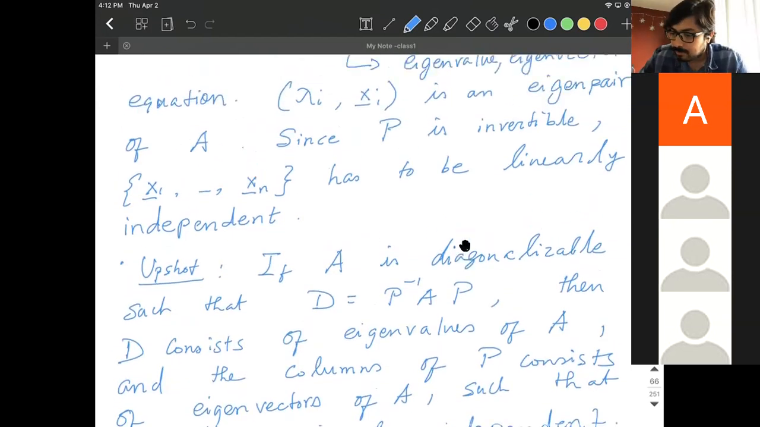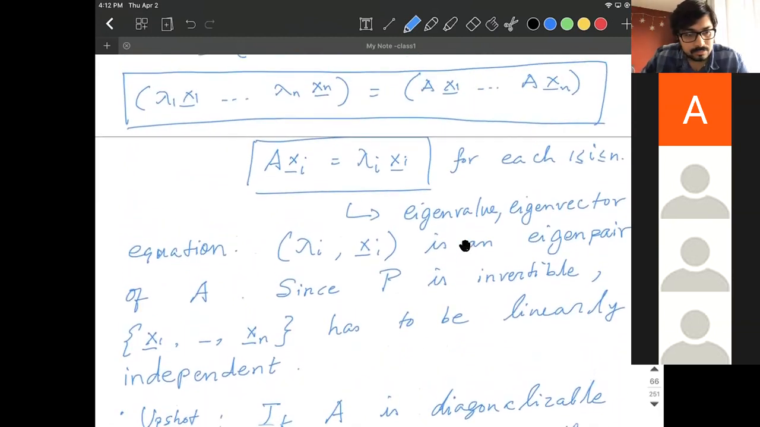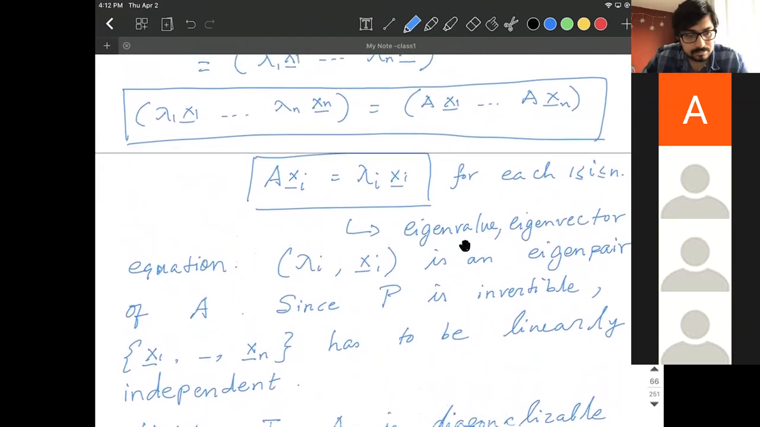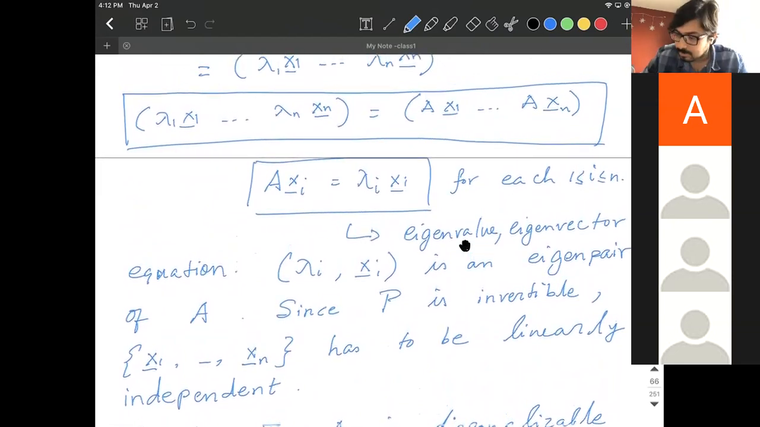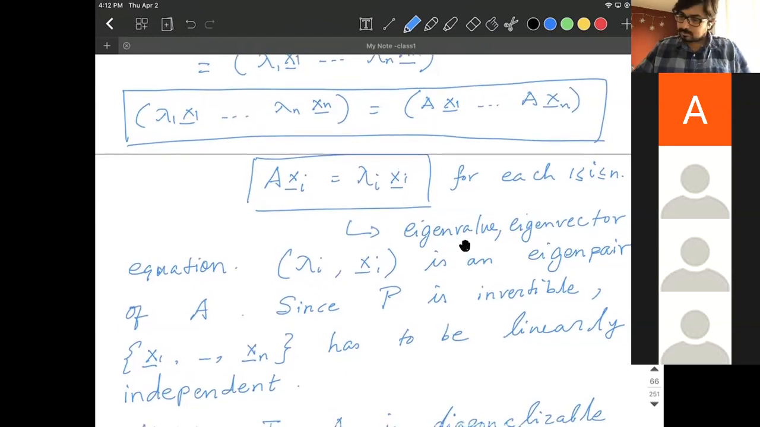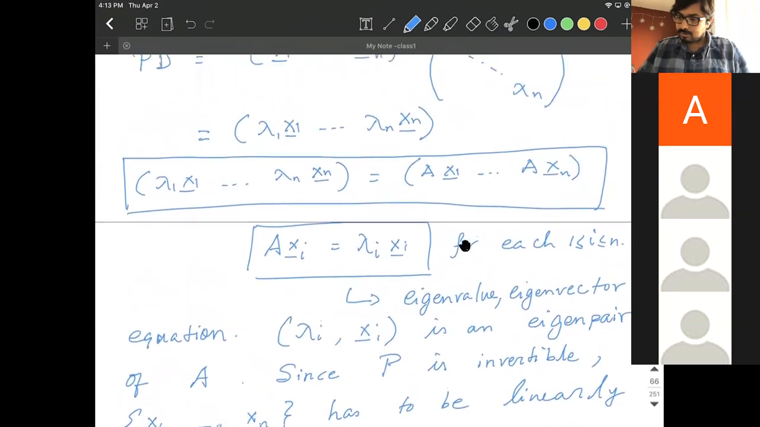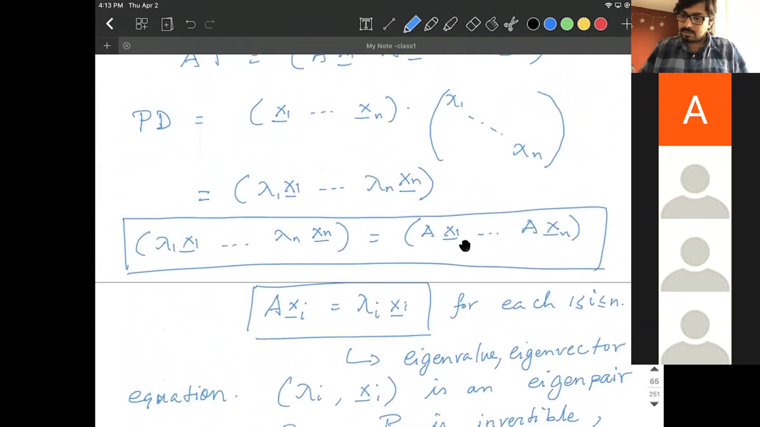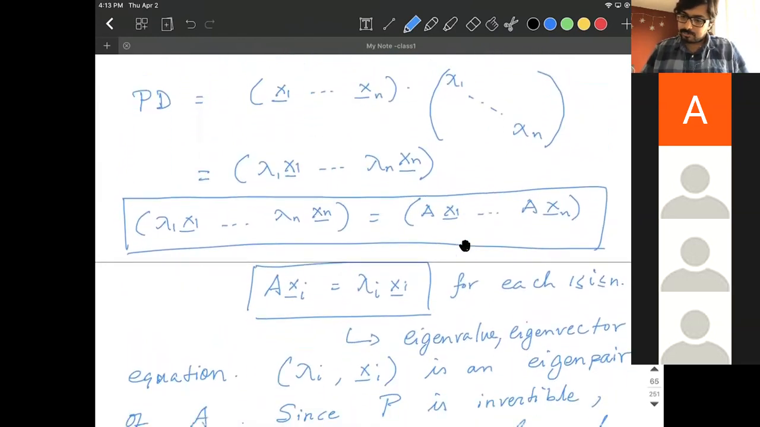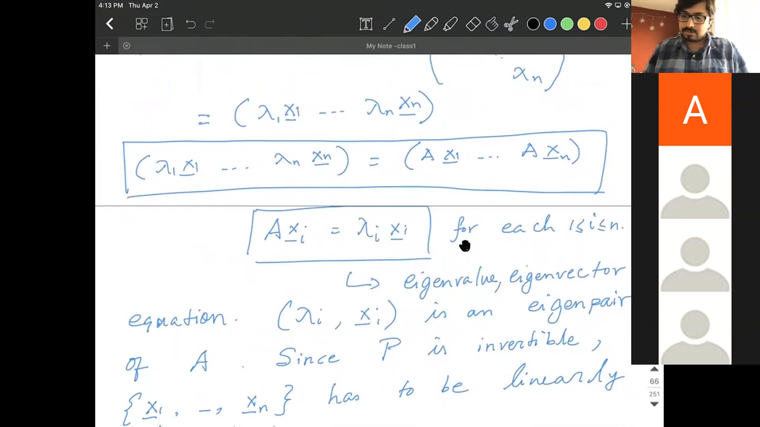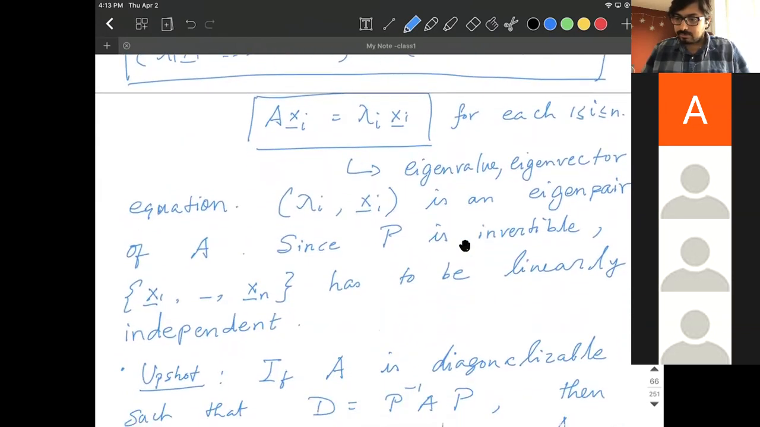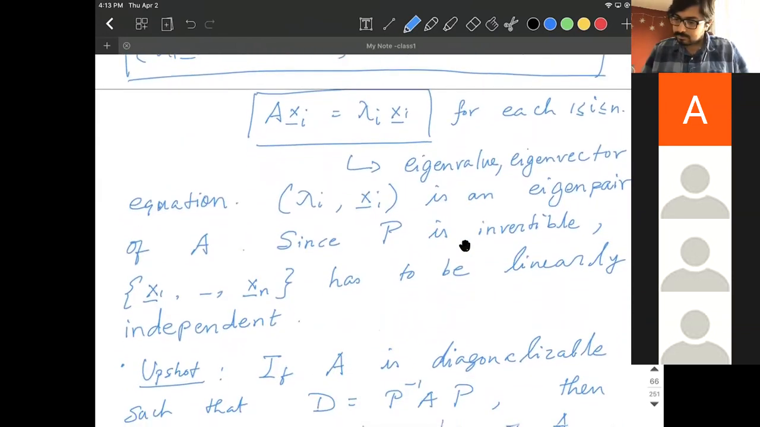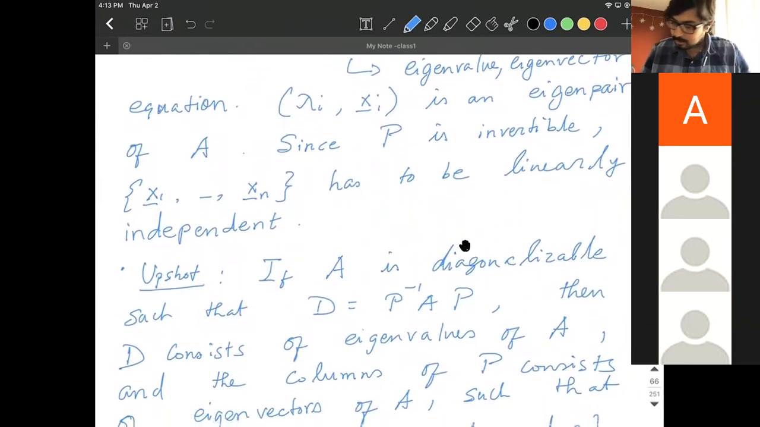Could you scroll up? Which point? That's fine, okay. So the key equation is this, that PD equals AP, and from there we conclude that we have this eigenvalue eigenvector equation, and hence we have this upshot for the moment. Okay, so should I carry on? I guess, okay, yes.